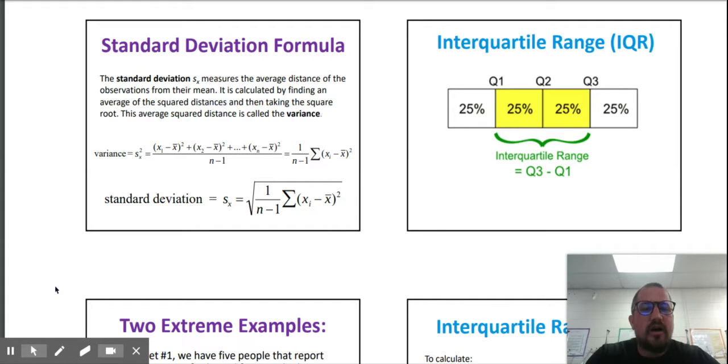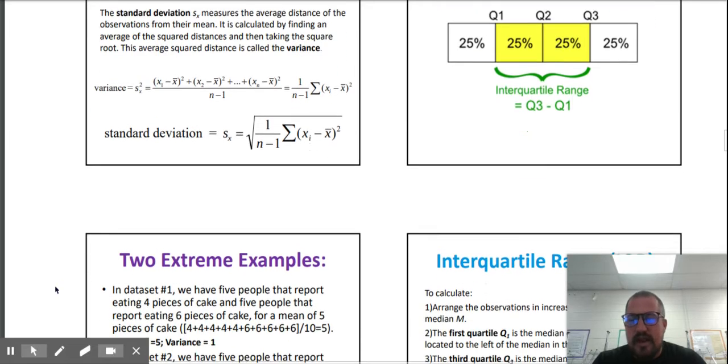The interquartile range, if you're not familiar with that, is sometimes referred to as the IQR. And that is Q3 minus Q1. If you look at a set of data, Q3 is the 75% mark and Q1 is the 25% mark. So Q3 minus Q1 will give you the middle 50%. That's what the IQR is, the interquartile range. It's that middle 50% of your data.